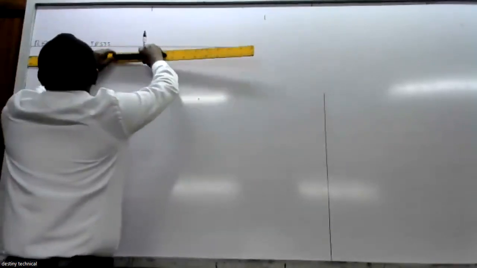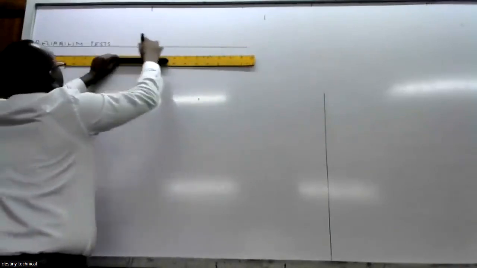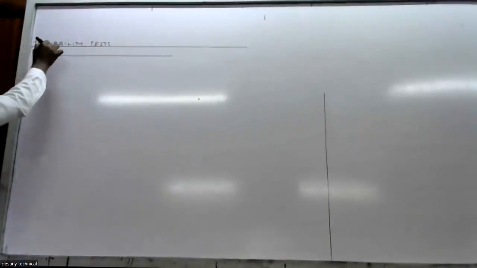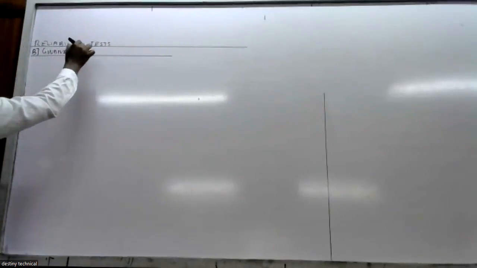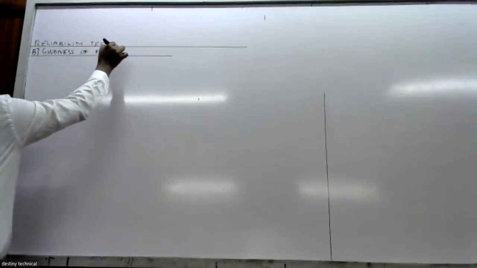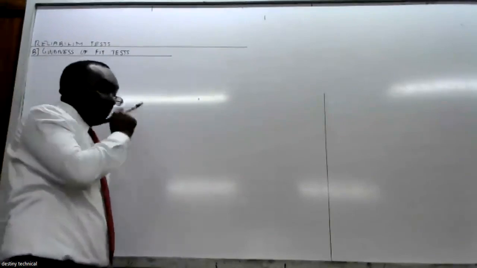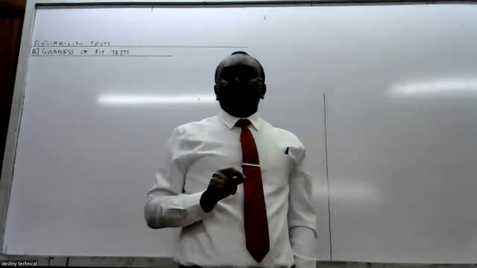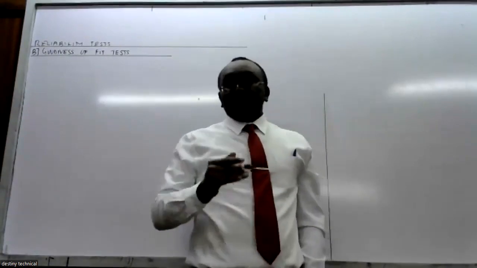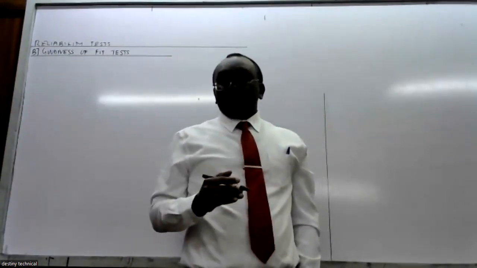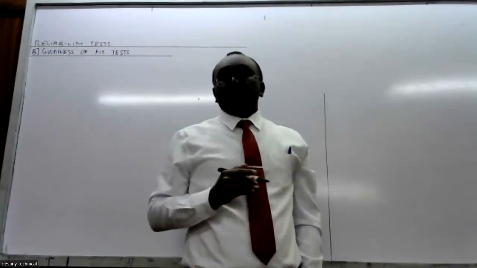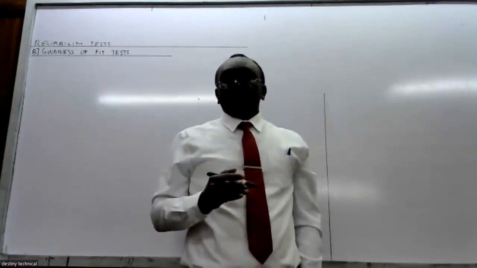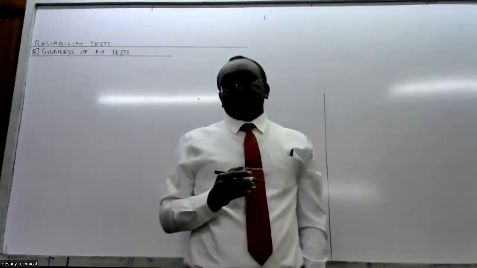Let's go to the second category. The second category is called goodness of fit tests. That is B, goodness of fit tests. Now, these goodness of fit tests, there are 6 of them, and they are tests that we do to confirm that the data fits the equation, or the equation fits the data from which it was derived.